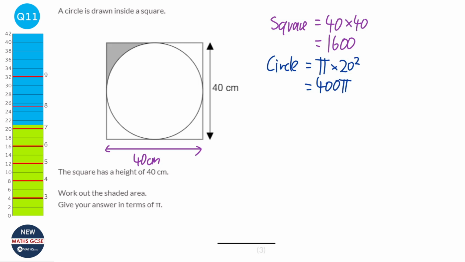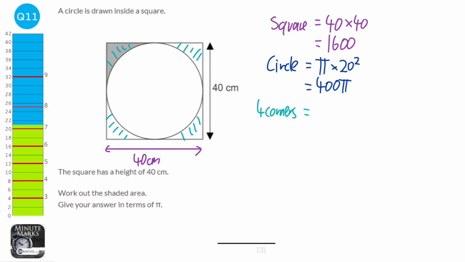Now next we're going to work out all of the corners, so that includes these 3 here and this one. So I'll say, 4 corners, just to try and explain to the person marking my exam what I'm doing.